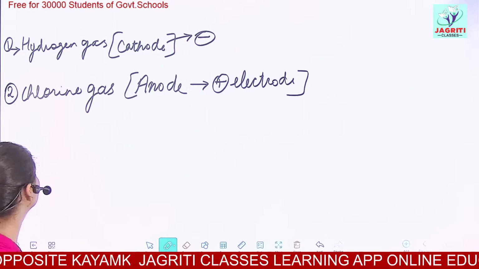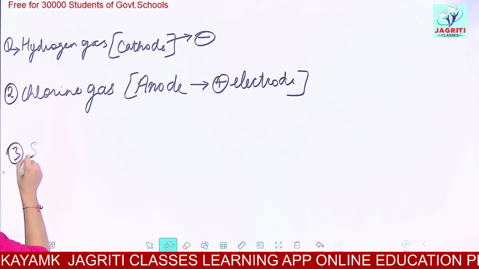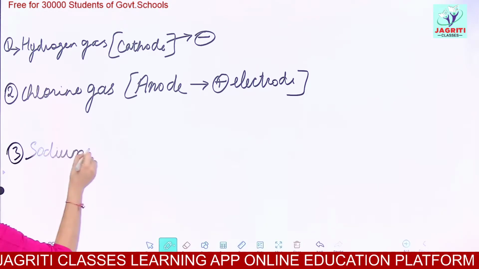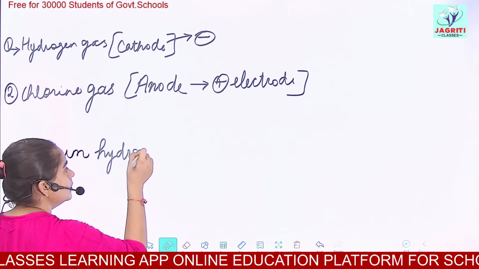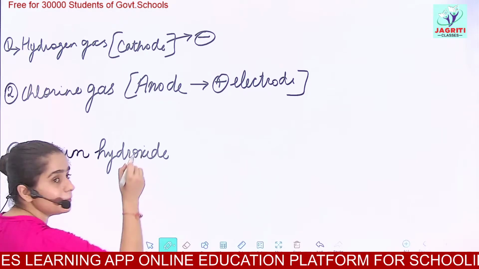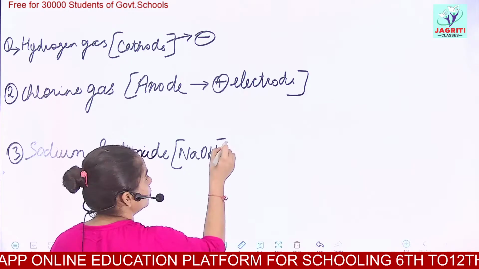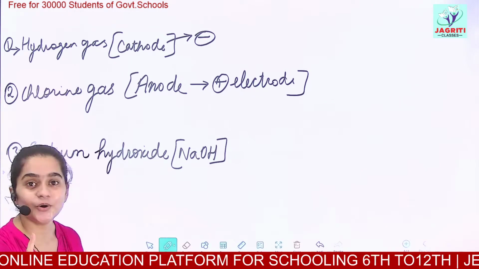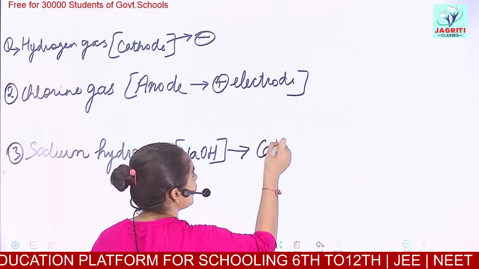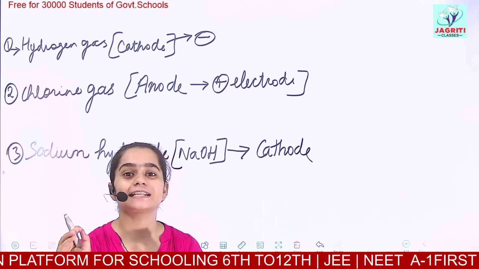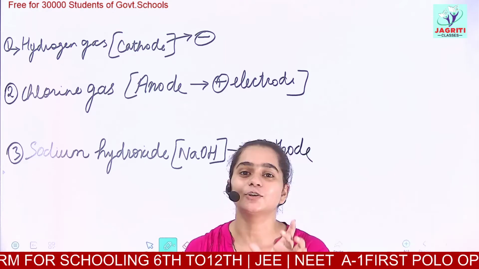Then the third important product is sodium hydroxide. We obtained sodium hydroxide. And this sodium hydroxide, that is NaOH, where did we get it? On anode or on cathode? Correct. We got it on cathode electrode. This sodium hydroxide got deposited on the walls of our cathode electrode.